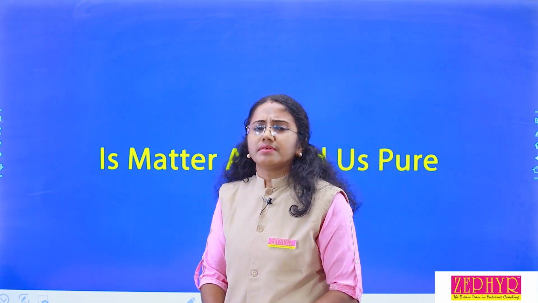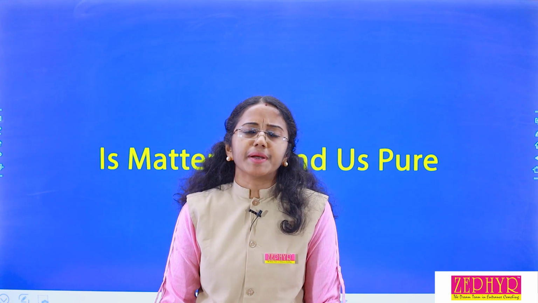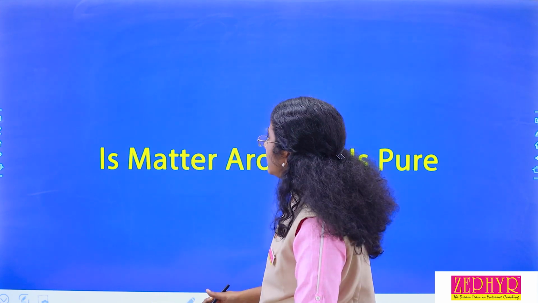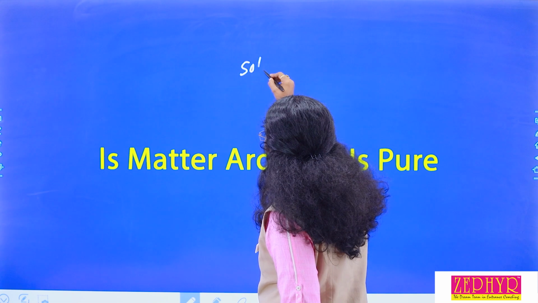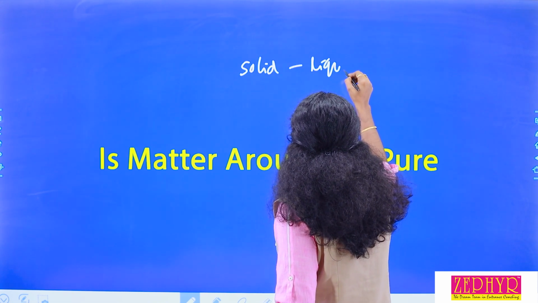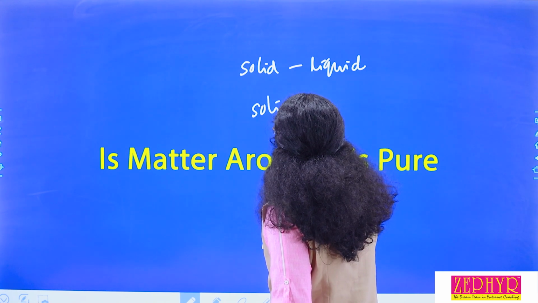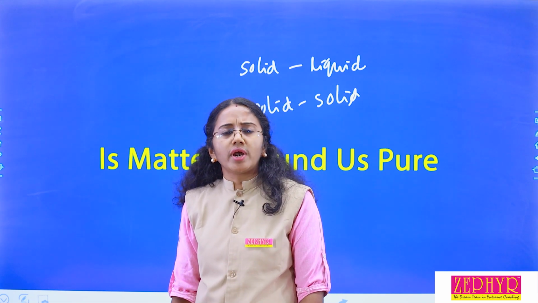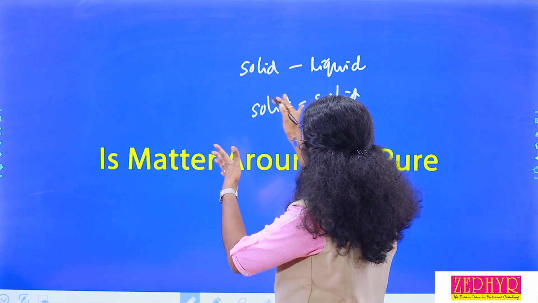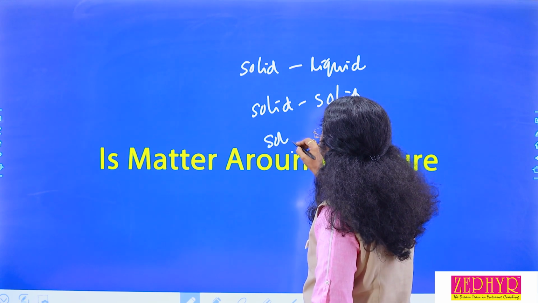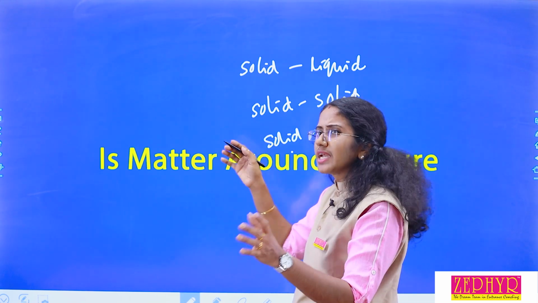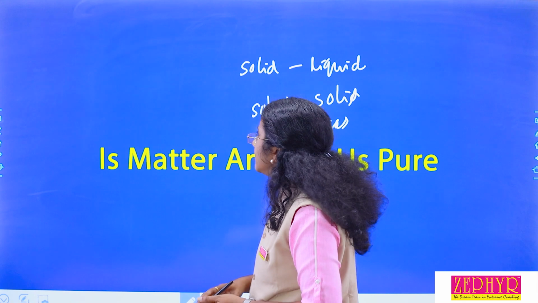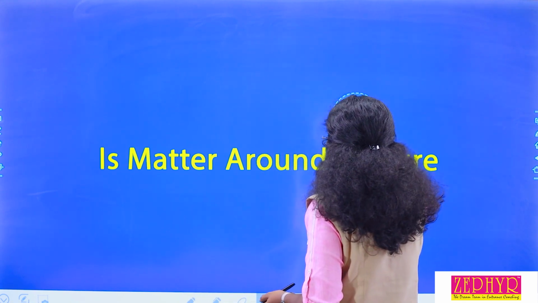Based on the dispersed phase and dispersion medium, colloids are classified. That means the dispersed phase is solid and the dispersion medium is liquid, that is a solid-liquid colloid, solid-solid colloid, solid-gas colloid, then liquid-solid, liquid-gas, gas-liquid. These are the different classifications of colloids.